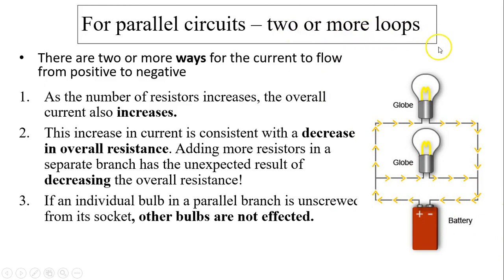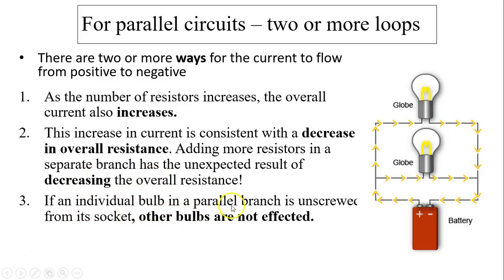Parallel circuits have 2 or more loops. So the current comes from here. It will have 2 or more paths. It can go to the right or it can go up. So as the number of resistors increases, this is interesting, the overall current actually increases. This increase in current is consistent with a decrease in overall resistance. Remember, the increase in current means resistance has decreased because your voltage is constant. Adding more resistors in a separate branch has the unexpected result of decreasing the resistance. So this is very interesting.